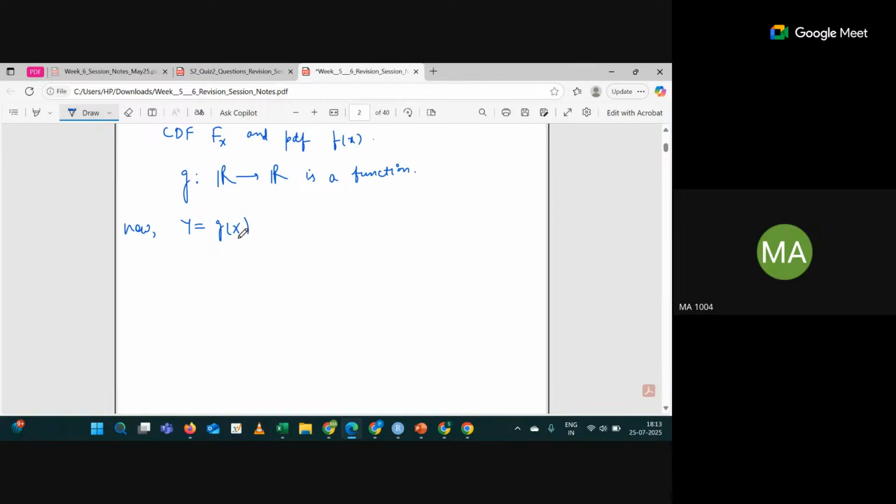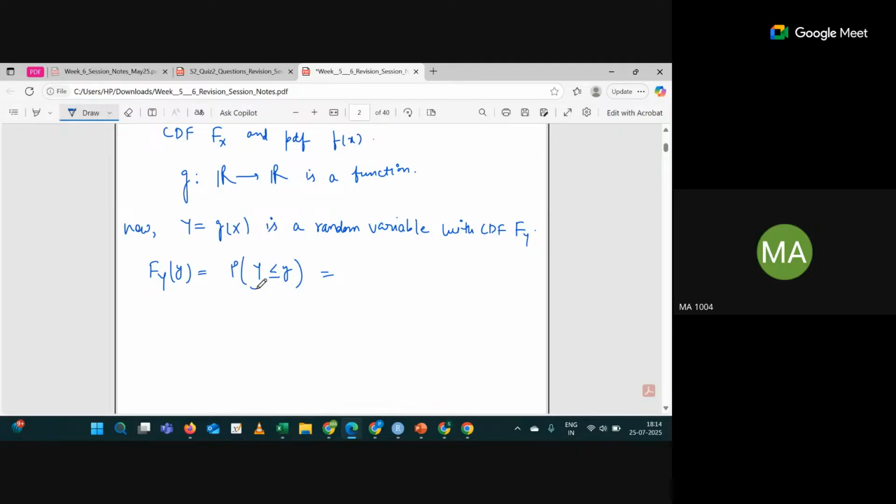Okay, now this will be a random variable. Yes or no? So this is another random variable, with CDF capital F of y. Now, how to calculate this CDF capital F of y? You will start with the formula of CDF. So this is something I can write: probability Y less than or equal to small y, right?